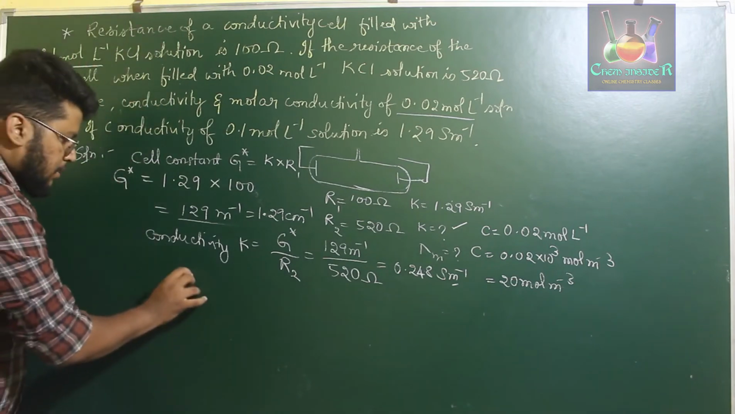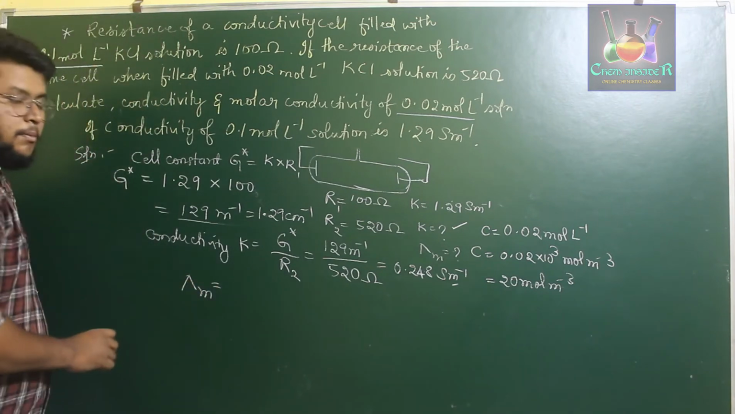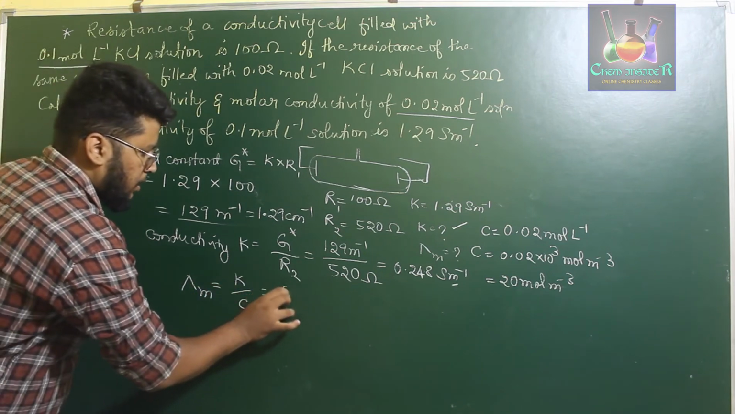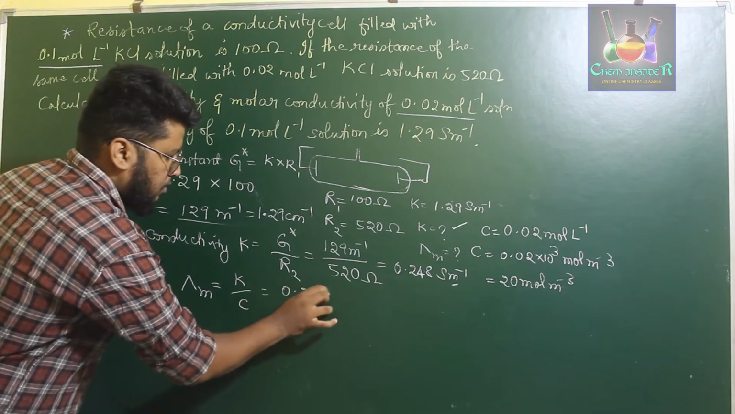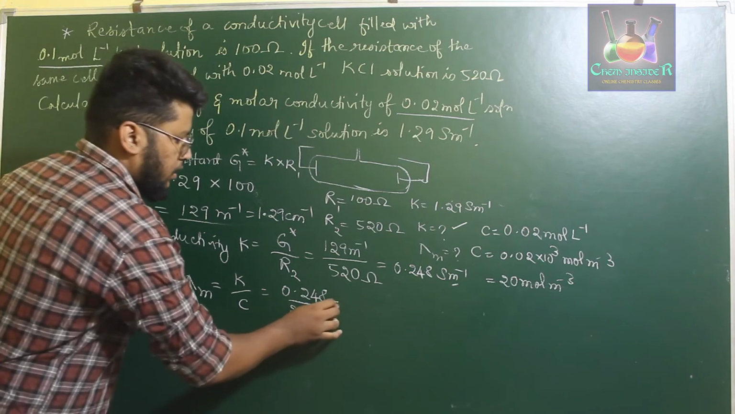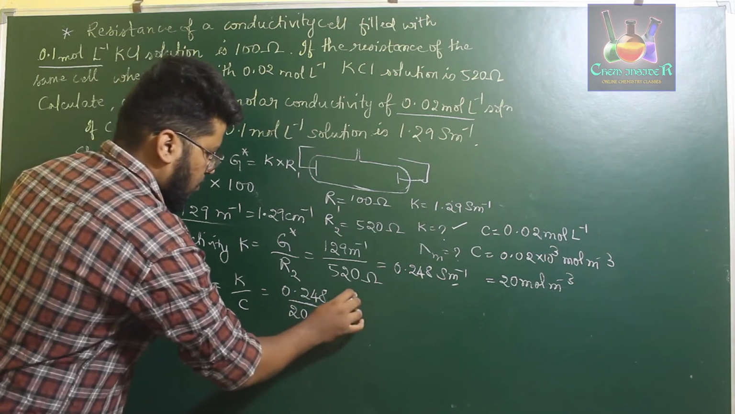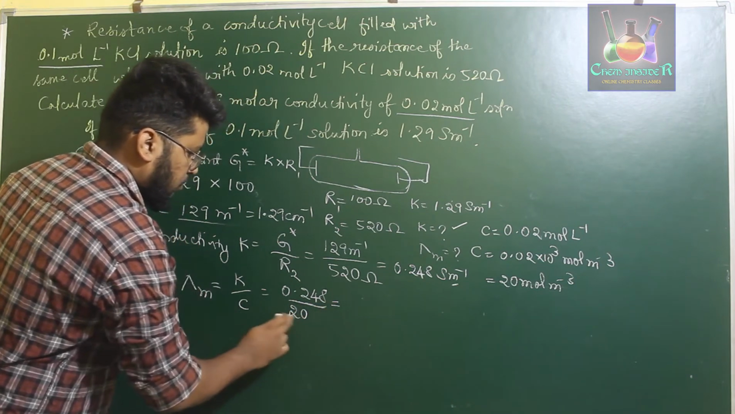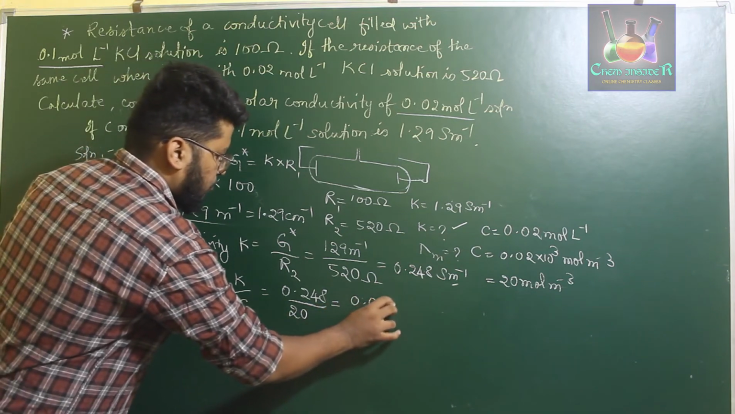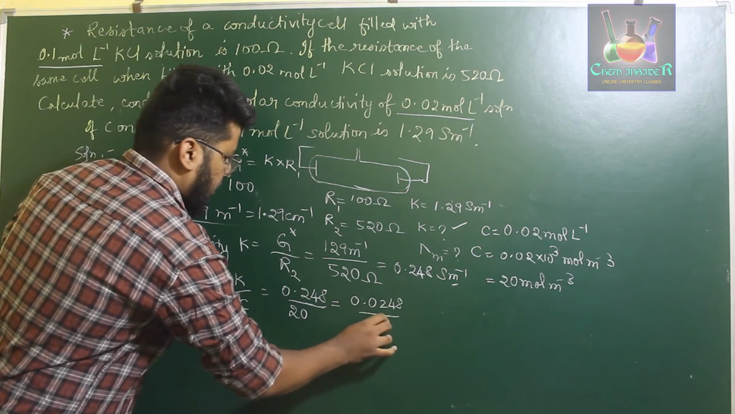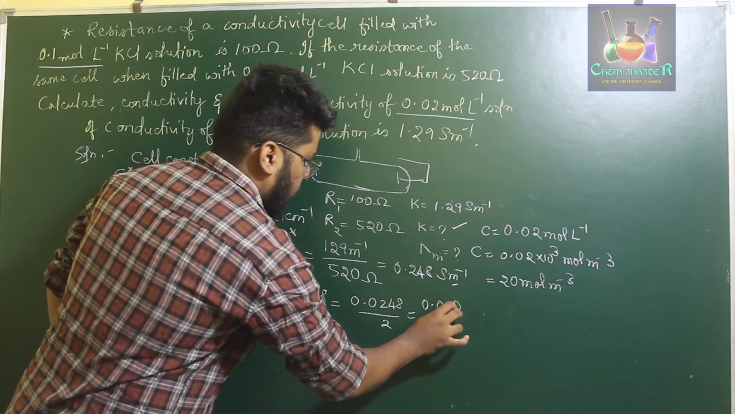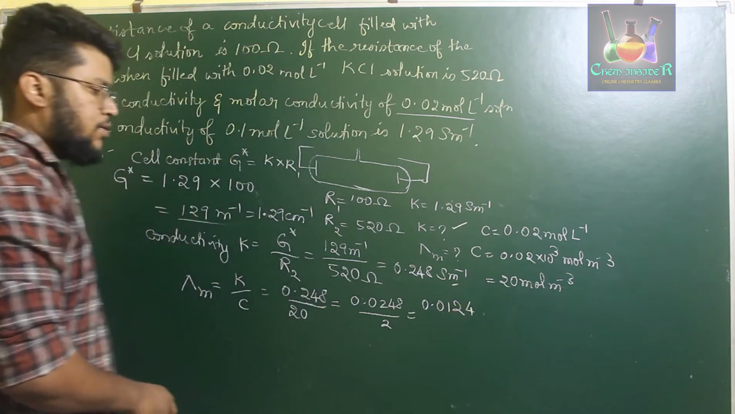Now lambda m is equal to kappa divided by concentration. Kappa is 0.248 divided by 20. That gives us 0.0124.